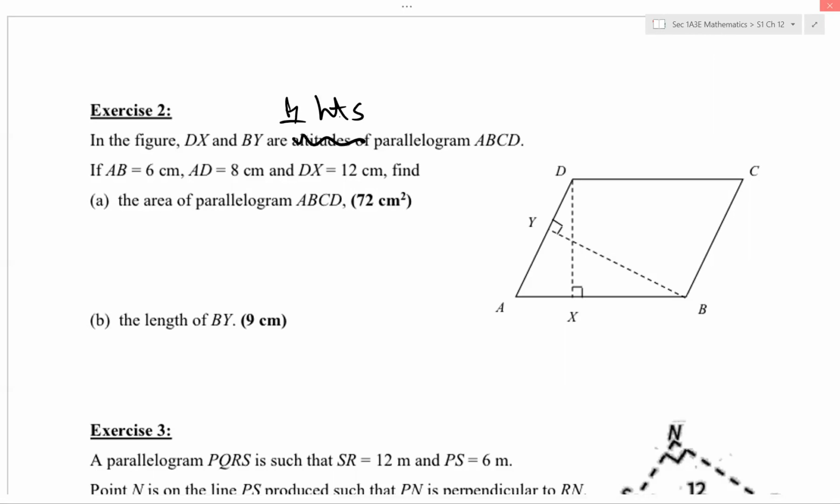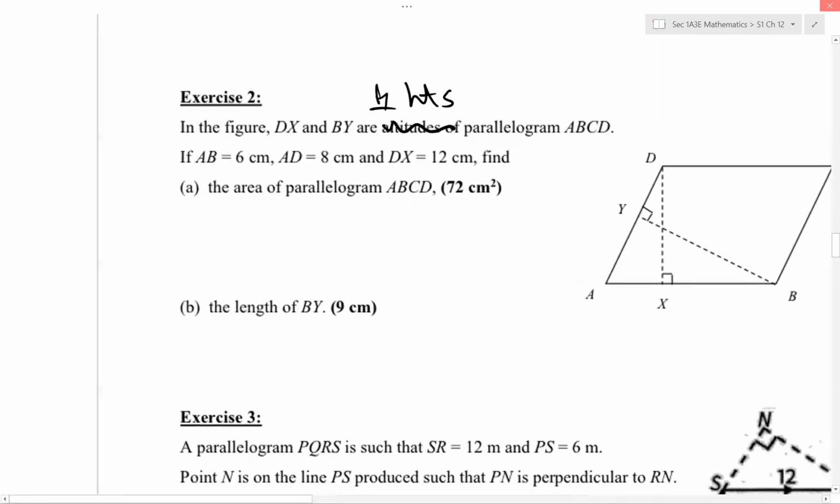I give you like 10 seconds to determine dx. If this is the perpendicular height, where's the base? Can I see the base? If dx is the perpendicular height, where's the base? AB, correct. And just humor me, AB has the same distance as DC, correct. Now if this is my perpendicular height, where's the base? DA. And DA has the same length as BC. I like to say BC instead of the other way around.